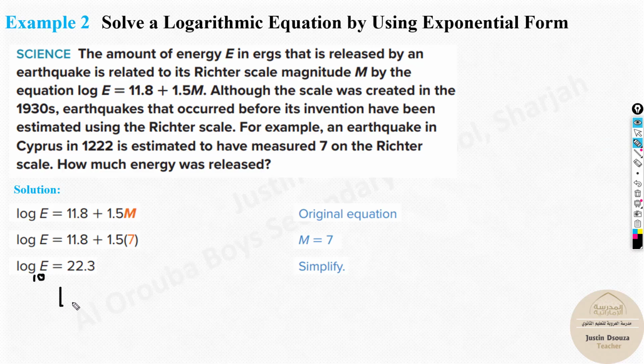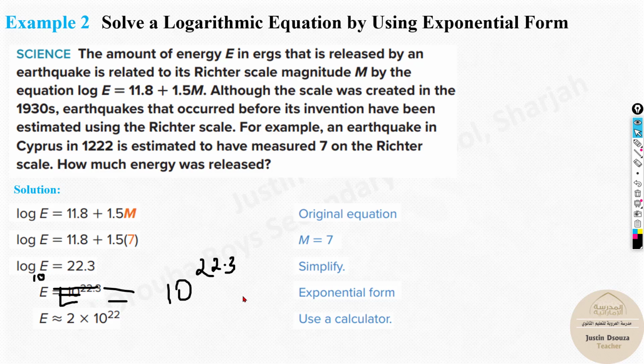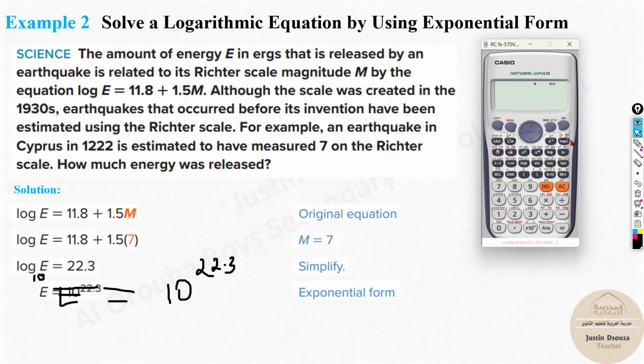Take it to the other side. It will be E equals 10 to the power 22.3. That's the answer. Okay, they have simplified it. Let's put this in the calculator. You'll get the answer. 10 to the power 22.3 is 1.995, so it is 2 into 10 to the power 22. That's it.